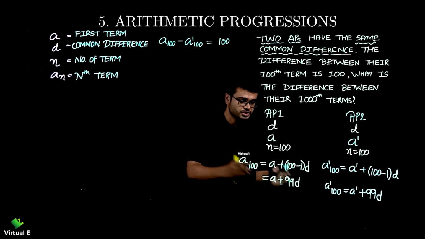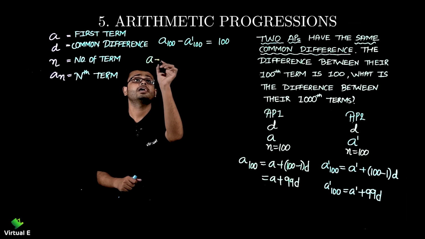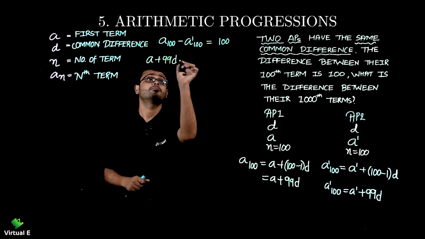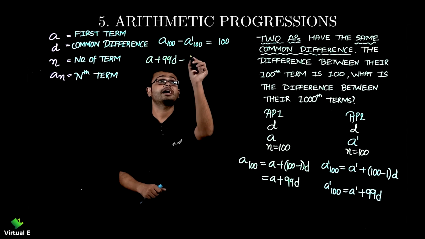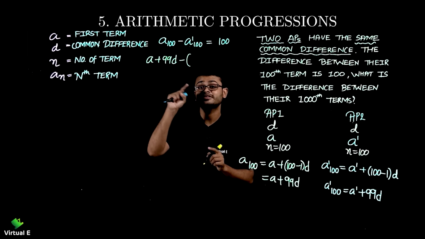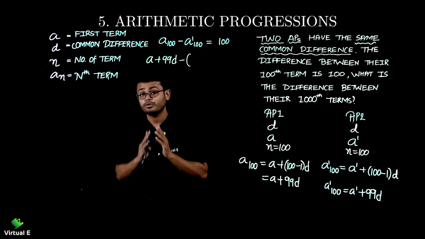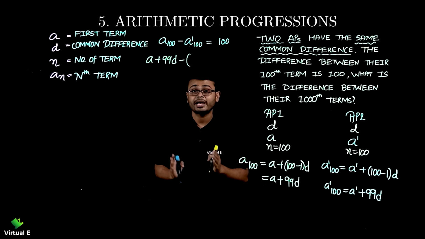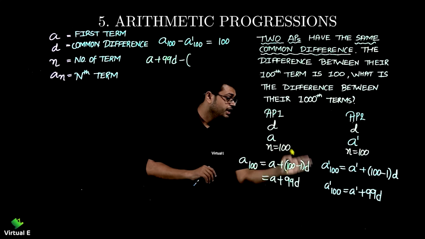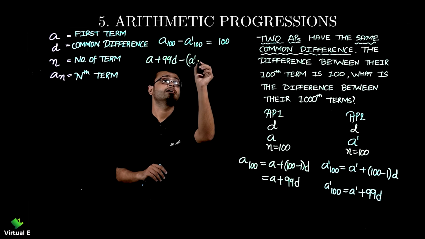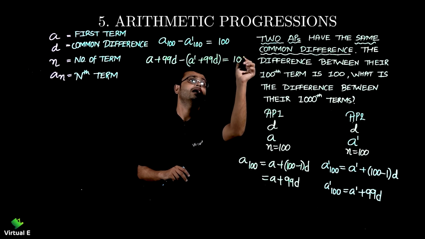Let's now substitute the values. First of all, A plus 99D minus, remember carefully, (A dash plus 99D). I will be writing in brackets because there is a negative sign. If a negative sign is there, do not write more than one term in the normal way. You need to open the bracket and change the sign, then only you are going to get the correct answer. So A plus 99D minus (A dash plus 99D) is equal to 100 as it is.